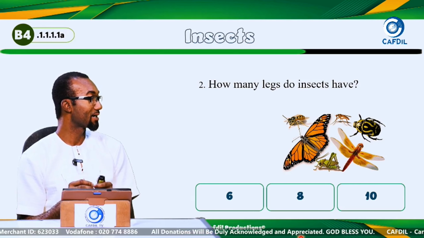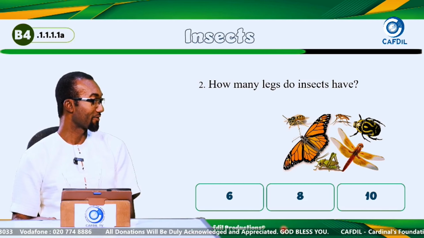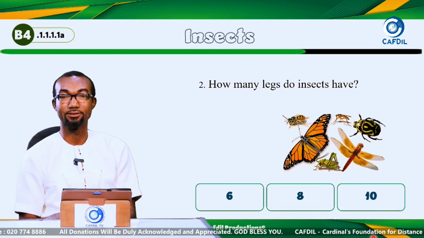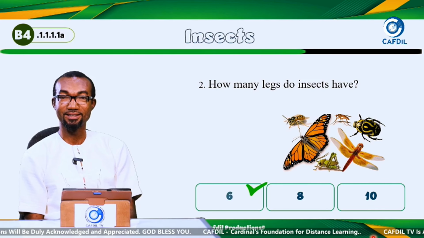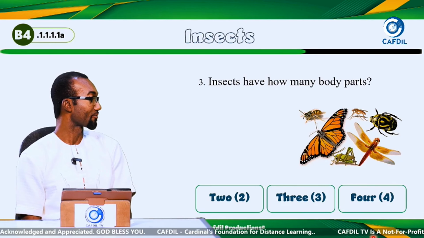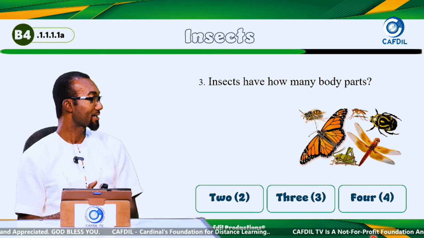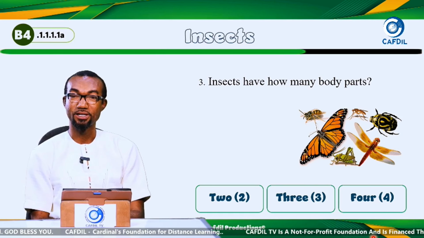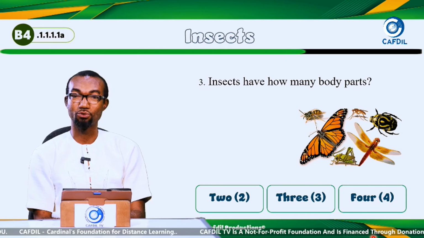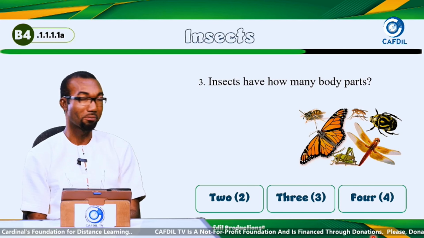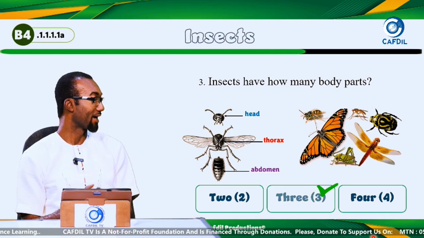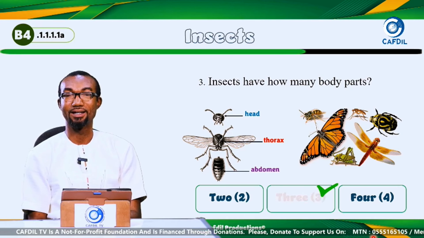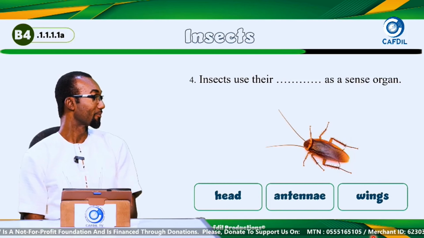2. How many legs do insects have? We have 6, 8, and 10. Great. The answer is 6. Insects have 6 legs. 3. Insects have how many body parts? They have 2, 3, and then 4. 3. Very good. 3. You have the head, the thorax, and then the abdomen.